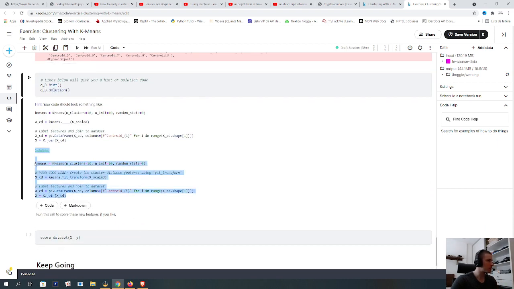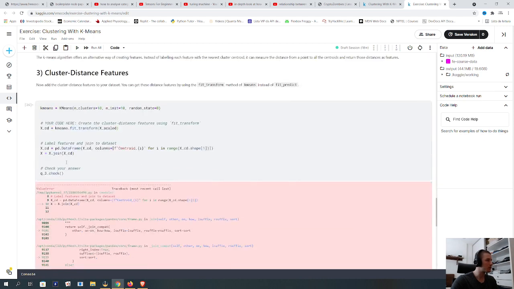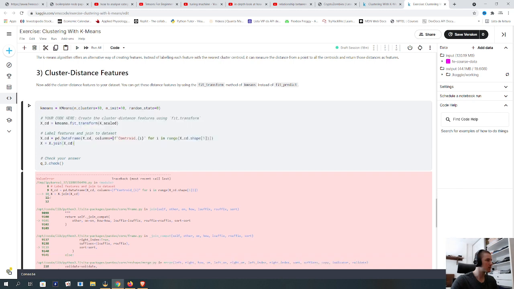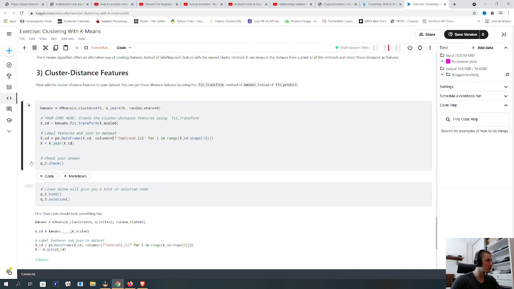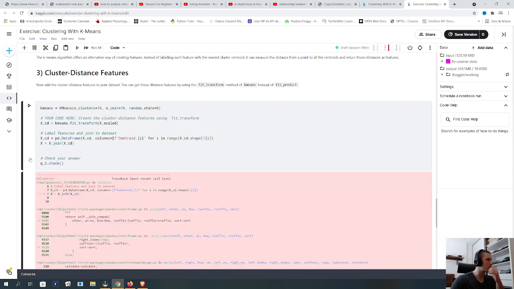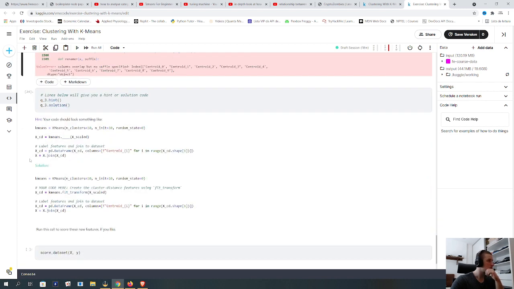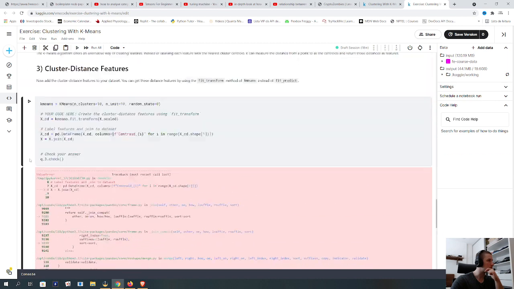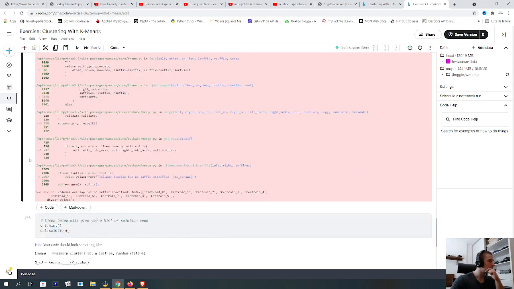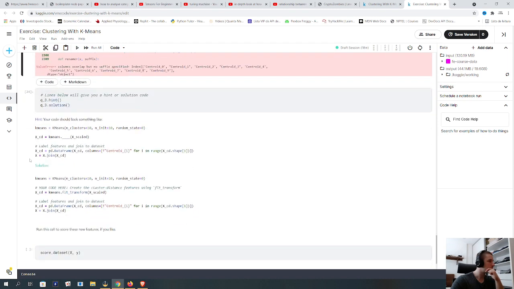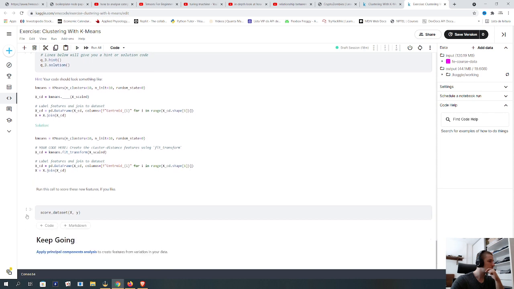Maybe it's a problem with the notebook itself. It's copied exactly the same, and it's still giving the error. And I'm using the solution. So yeah, I don't know what's wrong with this.